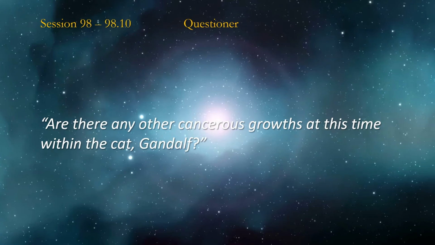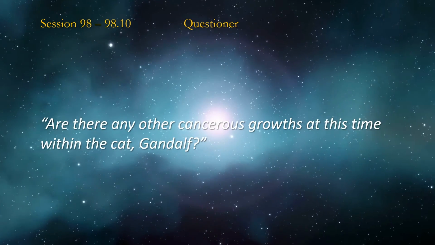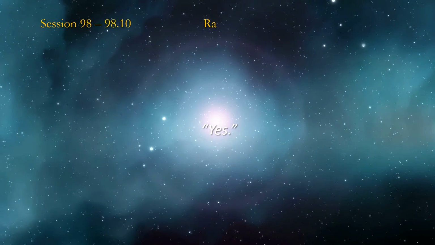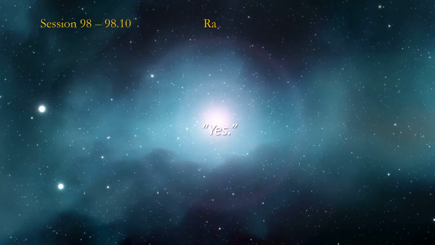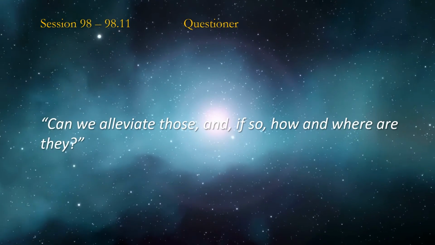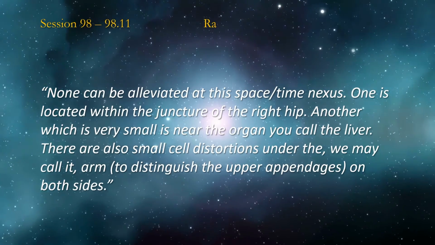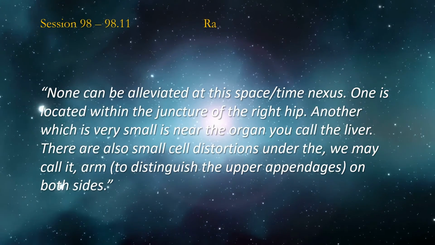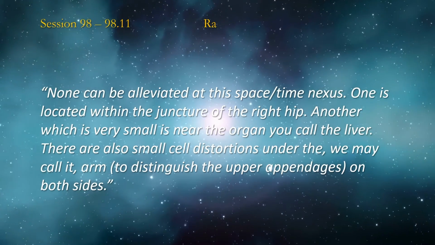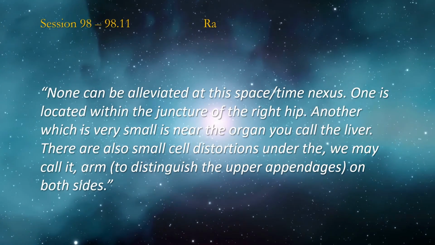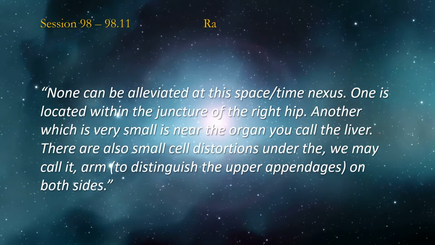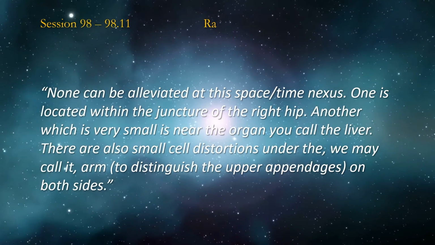Don says, are there any cancerous growths at this time within the cat Gandalf? Any other cancerous growths? And Ra says, yes. So there are more cancer tumors. Question 11, Don says, can we alleviate those? And if so, how and where are they? Ra says, none can be alleviated at this space-time nexus. One is located within the juncture of the right hip. Another, which is very small, is near the organ you call the liver. There are also small cell distortions under the, we may call it arm, to distinguish the upper appendages on both sides.